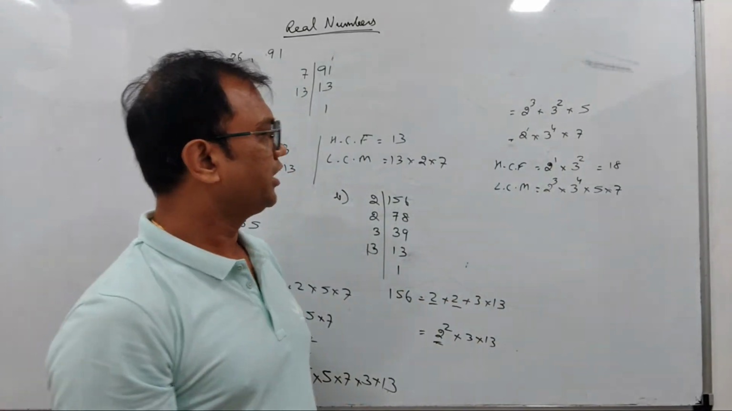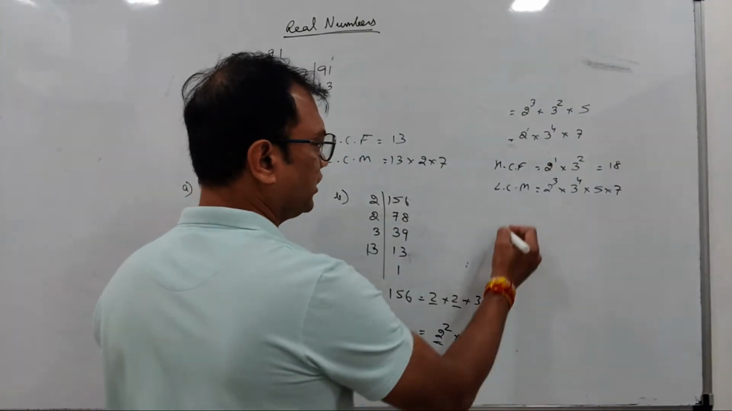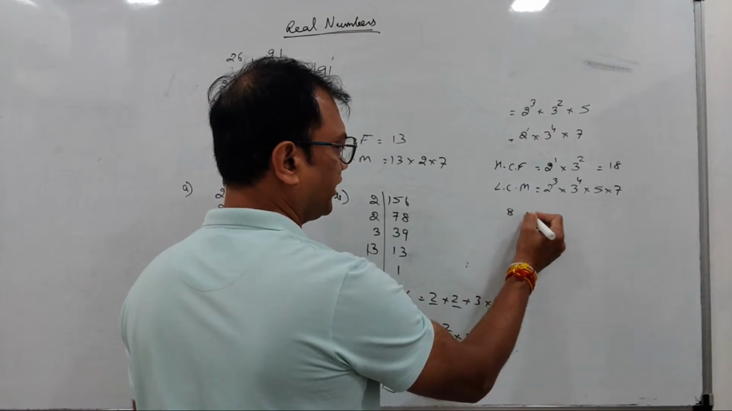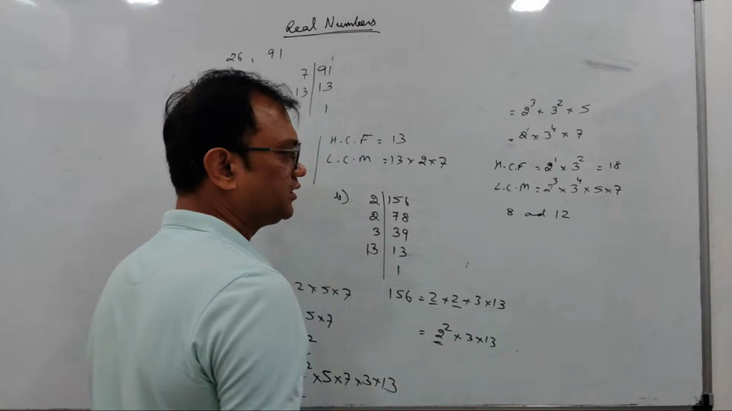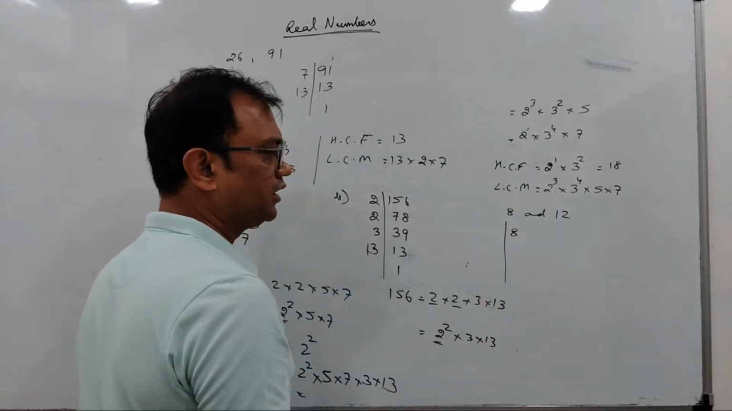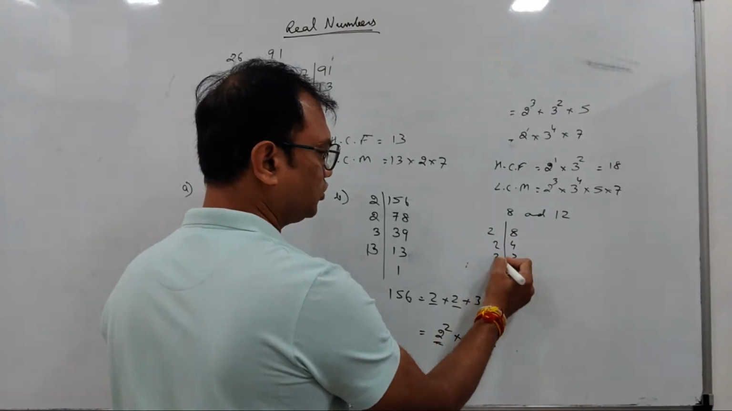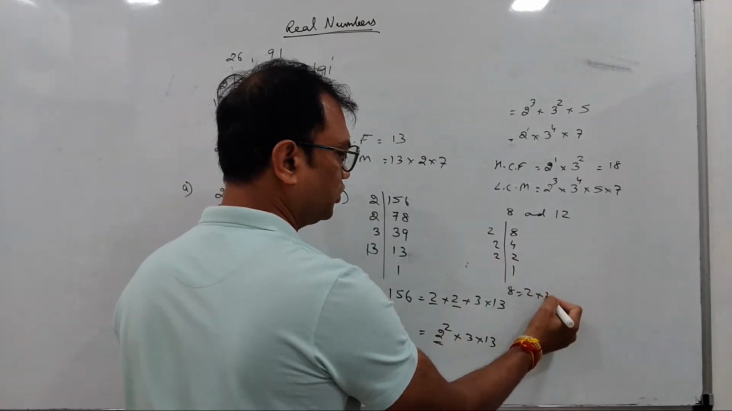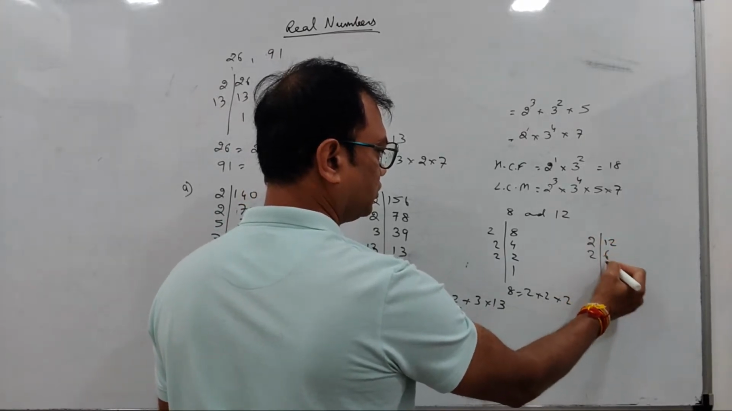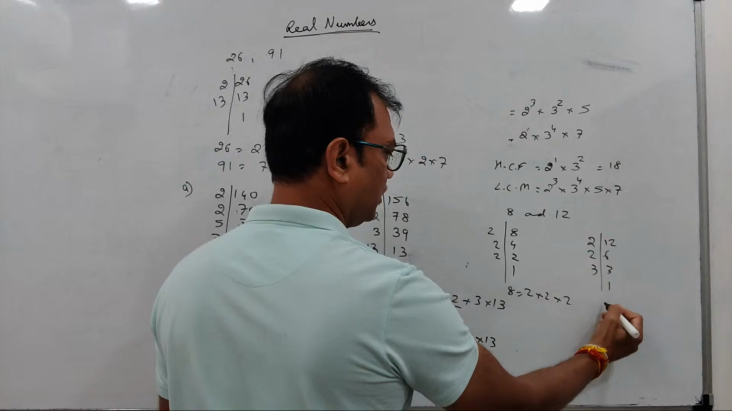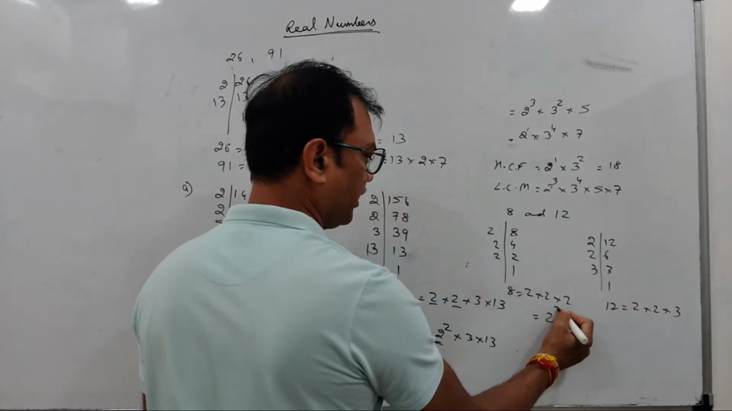Now there is a relation between the numbers and the HCF and LCM. Suppose we take any two numbers again, let's say 8 and 12. Let's find out the HCF and LCM of 8 and 12. Before that, we need to factorize: 8 is 2, 4, 2, 2, 2, 1, so 8 is equal to 2 into 2 into 2. 12 is 2, 6, 2, 3, 3, 1, so 12 is equal to 2 into 2 into 3. Then we'll write it in power form.